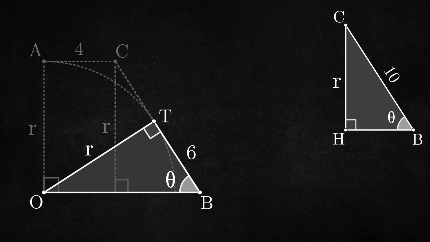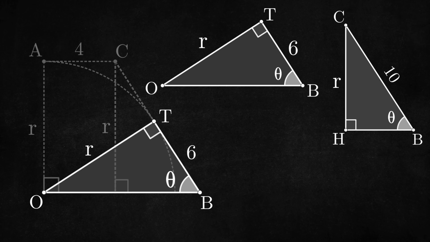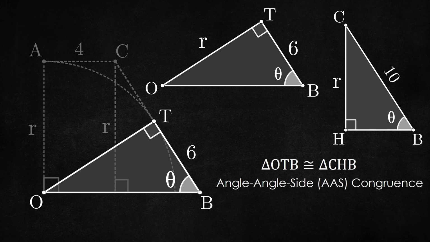Additionally, we have formed another right triangle OTB with a leg measure R and two angles measuring 90 degrees and theta. Let's take this triangle out too. Notice that both triangles have angles measuring theta and 90 degrees. Moreover, each triangle has a leg measuring R units, which isn't situated between the two known angles 90 and theta. This means that the triangles are congruent by the angle-angle side, or AAS congruence theorem.